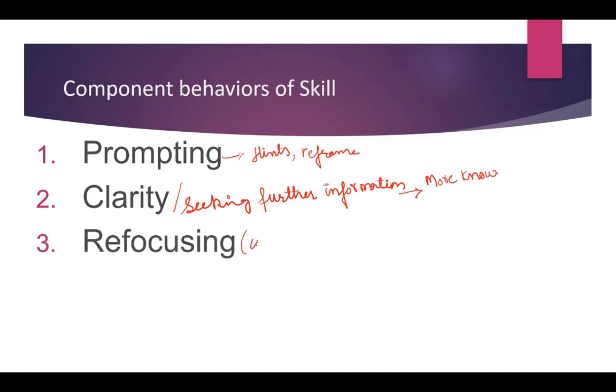Third is refocusing. Here, the teacher checks the understanding level of the students. Understanding level, as you know, in Bloom's taxonomy, how to check that? We ask about comparisons, ask about relations. In refocusing, the teacher checks the understanding level of the students. He asks them to contrast between the concepts, to check the relationships between the concepts.